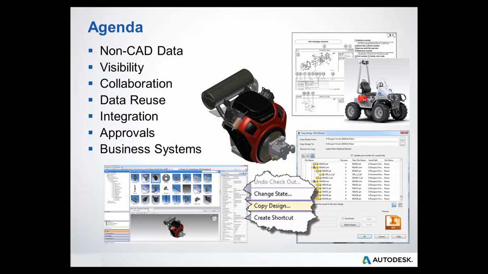Today's agenda will include adding non-CAD data to the Vault, tracking an engineering change, collaborating with some non-CAD users. We're also going to show you how to reuse an old design. We're going to show you some best-in-class CAD integrations, and we're also going to show you getting the approval process of a new design so that we can then share that data with downstream business systems.